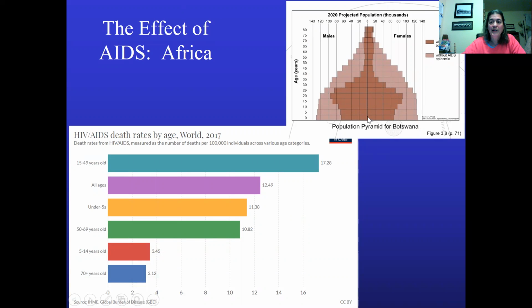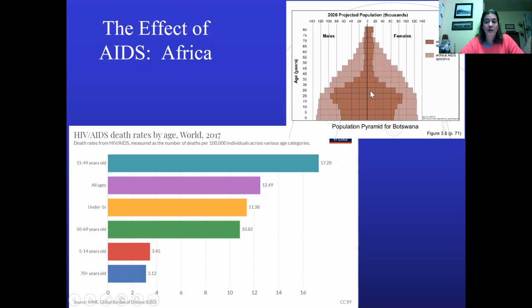If you look at this pyramid in here, this is what it looks like with the AIDS epidemic. And the outer one's 2020. So this inner one's a little bit older data, but this is what it would have looked like if there had been no AIDS. And this is what is very unusual about this population pyramid. All population pyramids get narrow at the top, but AIDS really took out people in that reproductive age.